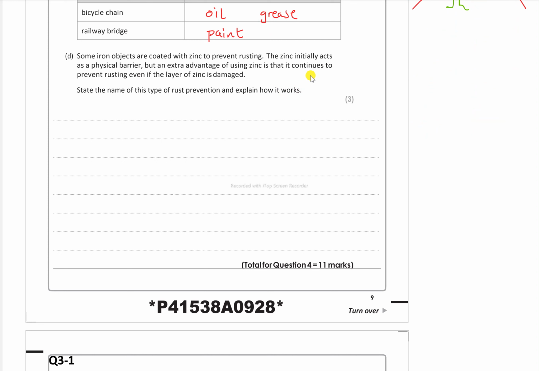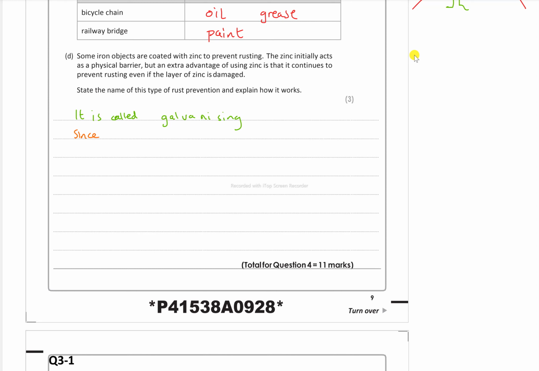Some iron objects are coated with zinc to prevent rusting. The zinc acts as a physical barrier, but an extra advantage of using zinc is that it continues to prevent rusting even if the layer of zinc is damaged. State the name of this type of rust prevention and explain how it works. Right, the name of this is called galvanizing. It's called galvanizing or sacrificial protection. Right.